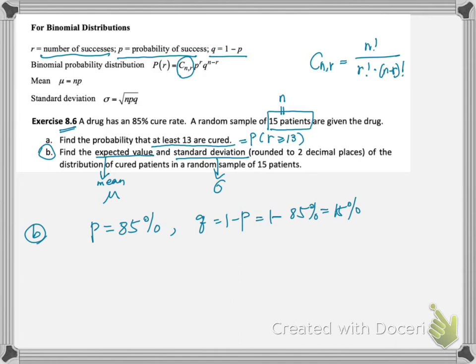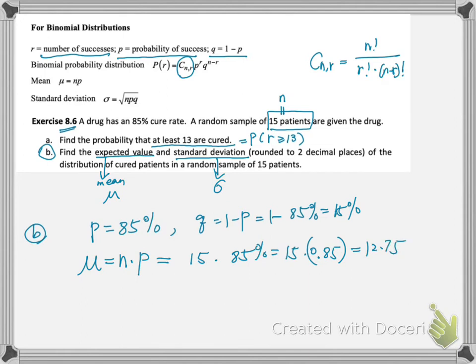So now mu is n times P. n is the total number of patients, how many people tried. We don't care if they were cured or not. They tried the drug, that's n. How many cured? That's r. So n times P is 15 times 85%. We should use decimals: 15 times 0.85, which is 12.75. That's the mu.